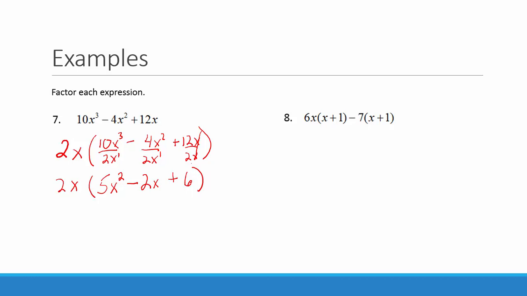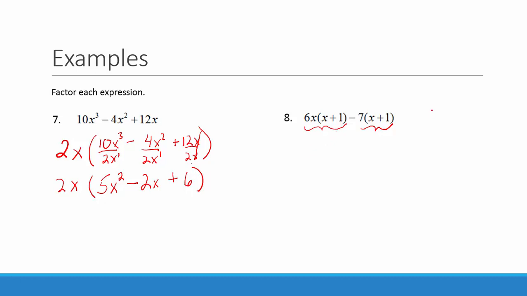Problem 8 is a little bit different. We have some binomials within this problem. I don't want you to distribute and combine like terms. What I want you to do is look at this as one term and this as another term. It's not really a term, but think of it as a term. Do you see that both of these have the quantity x plus 1 as a factor?